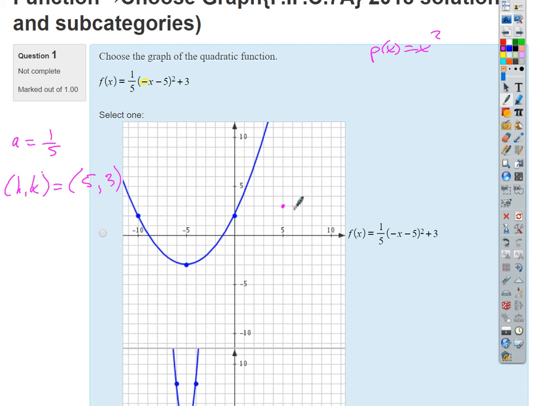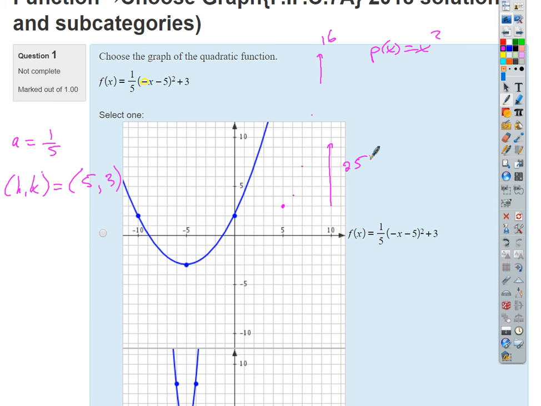When I go over 1, I go up by 1. If I go over by 2, I go up by 4. If I go over by 3, I go up by 9. Over by 4, clear up here by 16, right? And if I go over by 5, I'm going to go up by 25, right?